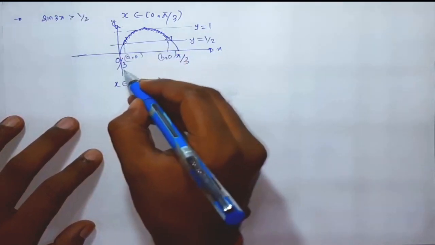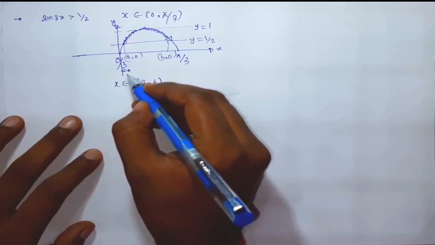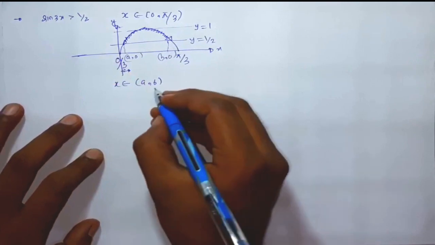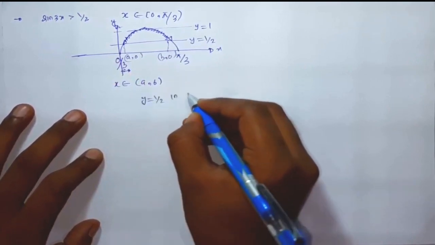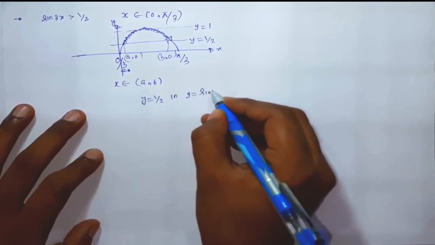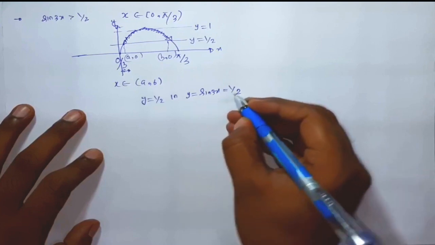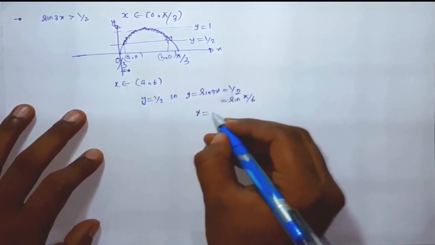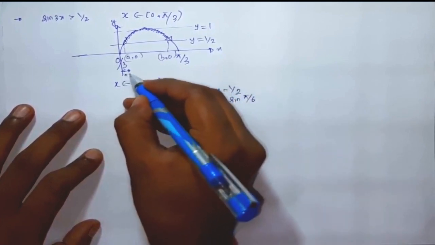We will put y equals 1/2 in y equals sin 3x. Okay, that means sin 3x equals 1/2. So from here we can calculate like sin pi by 6, so x will be pi by 18. Okay, so this portion is pi by 18.